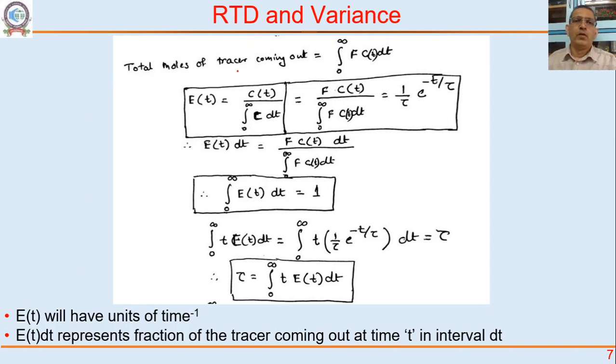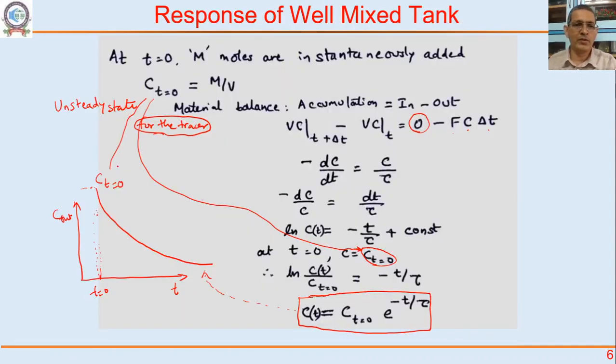Okay. What is the total moles of the tracer coming out? From 0 to infinity, flow rate multiplied by concentration multiplied by dt. Concentration in kilomoles per meter cube if you like, flow rate in meter cube per second, the rate at which it comes out, integrated with respect to time from 0 time to infinite time. All the tracer is coming out.